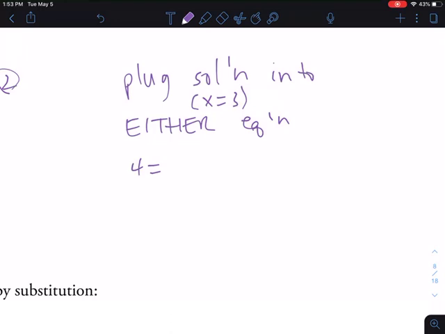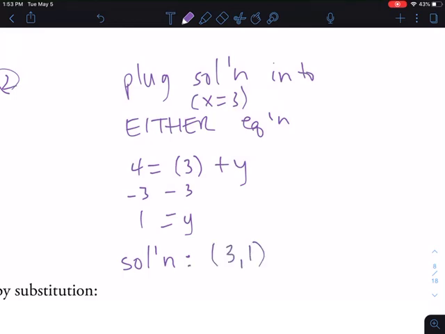Okay, and so here we have 4 is equal to x plus y. So in this case, 4 is equal to 3 plus y, right? Because x is equal to 3, which we have from here. Then we're just going to say that 4 is equal to 3 plus y. So when I subtract 3 from both sides, we're going to get that y is equal to 1. And then the last thing that you need to do is state your solution, which is the point (3, 1).